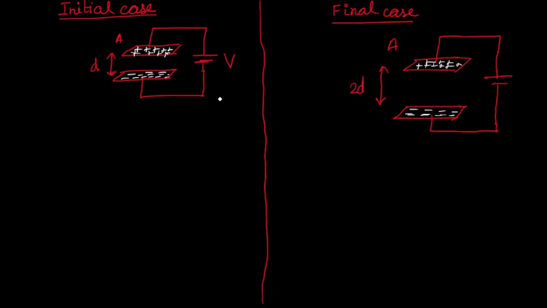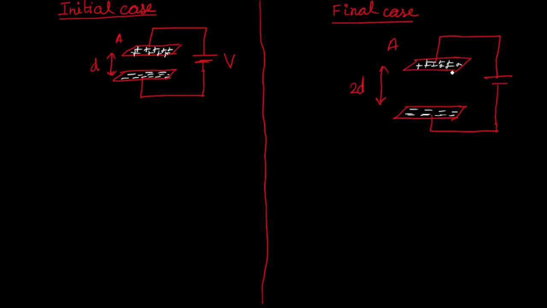In these situations, we have to remember one thing: after the capacitor is fully charged, the voltage across the capacitor will be V. Then, without disconnecting this capacitor, if we increase or decrease the distance between the two plates, the voltage across the capacitor will always remain the same. There can be other situations also, like after charging the capacitor, if we disconnect it from the circuit and then increase the distance between the two plates, in that case the charge on the capacitor will remain the same, but the voltage will change. But in this question, we are not disconnecting the capacitor from the battery.